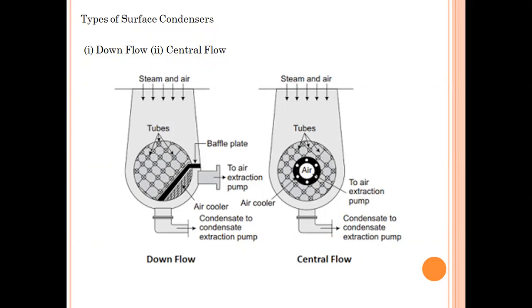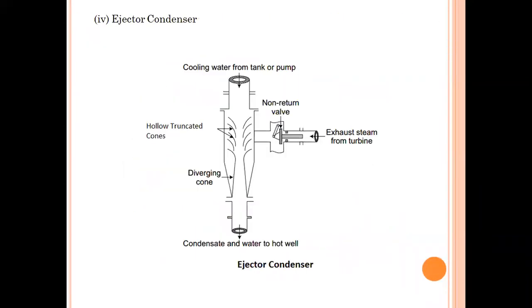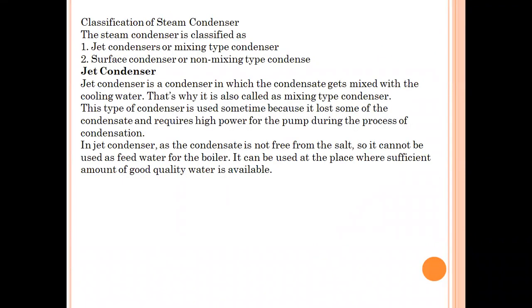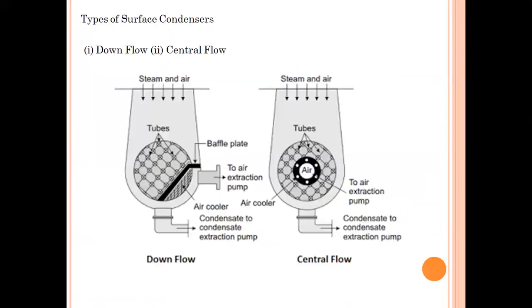So today we are going to continue the topic of types of condenser: types of surface condenser, down flow and central flow. In the previous lecture, we have seen surface condenser, ejector condenser, barometric condenser, jet condenser, like that. Today, we are going to discuss down flow and central flow condenser.